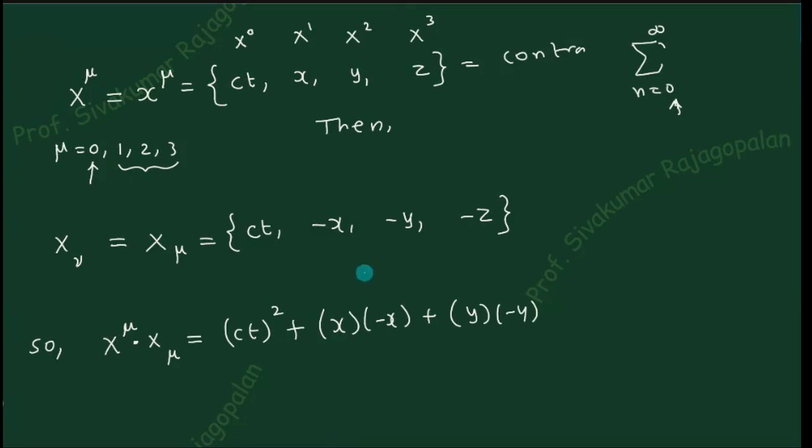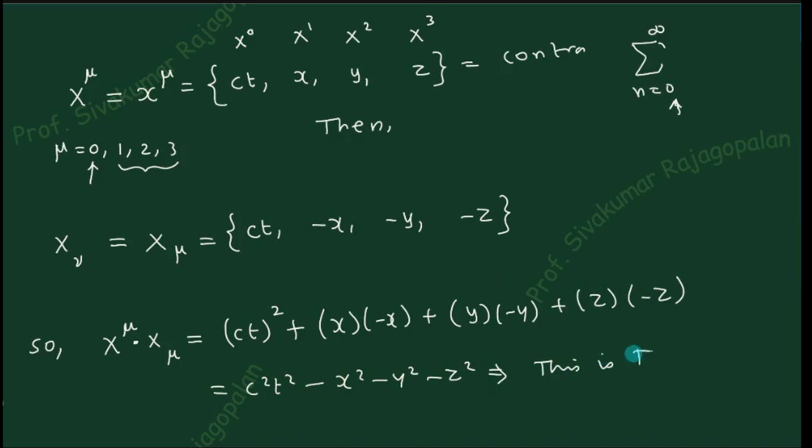Then plus third element into third element. So this is the zeroth element, first element, second element, third element. And if you simplify, you are able to see that three minuses are now coming into picture. This is what we want. This is the invariant quantity, right?